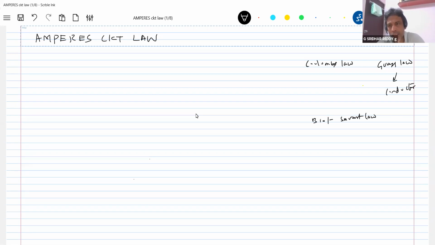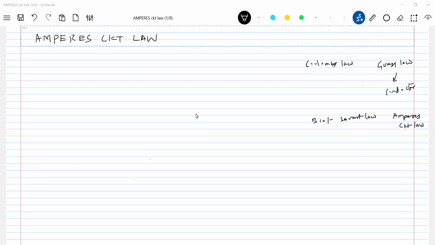Biot-Savart law. And we have here Ampere's circuit law. So what is the role here? The point charge, here the current element. So now, how Gauss's law helped us to find out the field due to charged conductors.